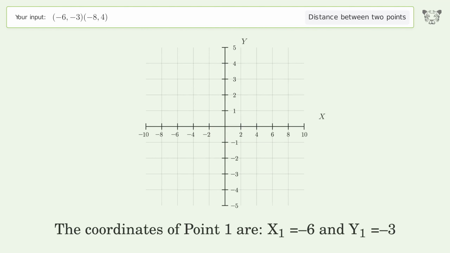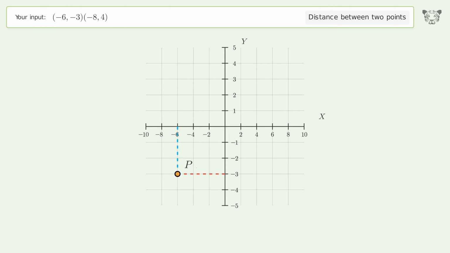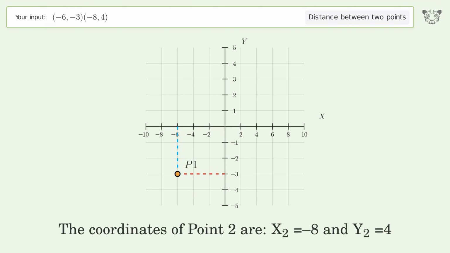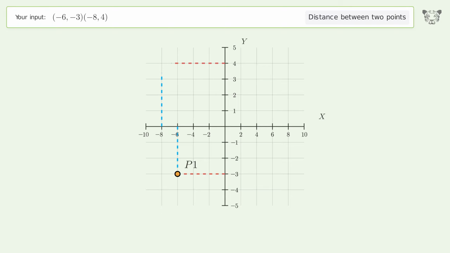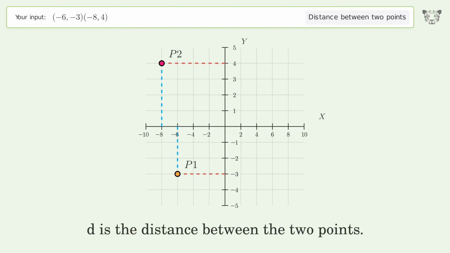The coordinates of point 1 are x1 equals -6 and y1 equals -3. The coordinates of point 2 are x2 equals -8 and y2 equals 4. D is the distance between the 2 points.